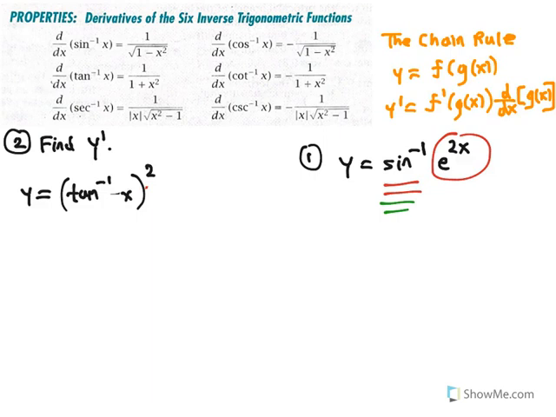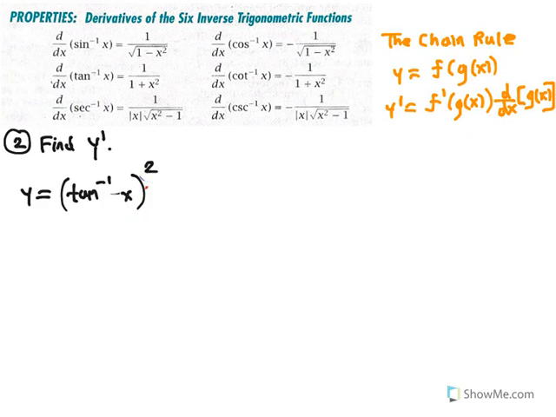In number 2, we have a composition. One of the functions is an inverse trig function. However, the difference between 1 and 2 is that in number 2, the outside function is a power function, and the inside function is an inverse trig function. So we will be using the chain rule, but in number 2, it is the inside function that is an inverse trig function. So let's see how that turns out.